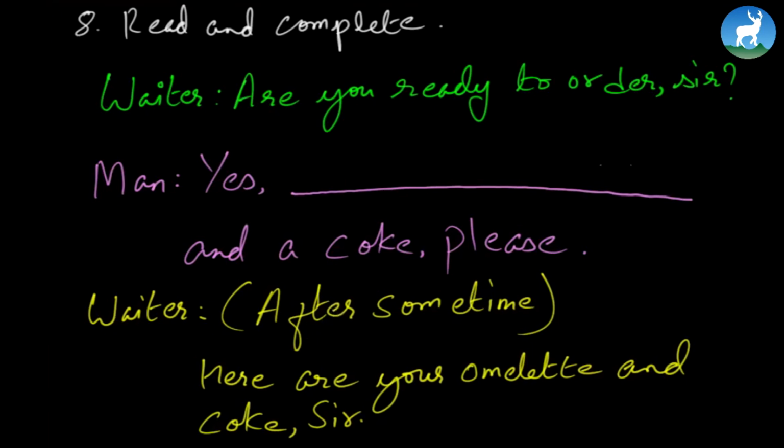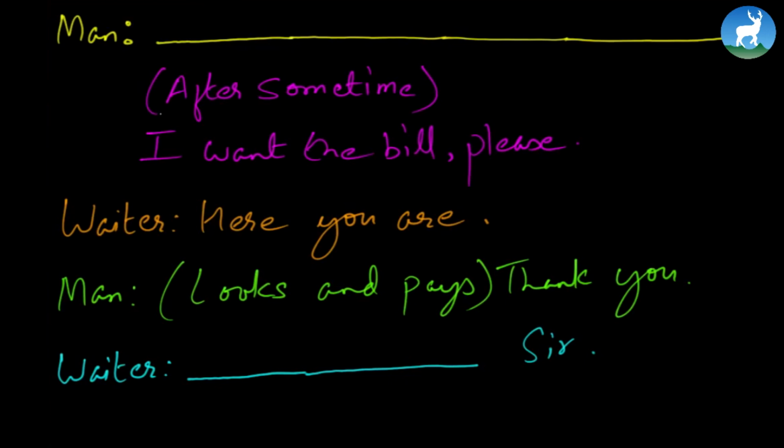Waiter: Are you ready to order, sir? Man: Yes. And there's a big space, a gap, and a Coke, please. Waiter, after some time, he comes back: Here are your omelette and Coke, sir. So we have to figure out now what it is that he has ordered. See? Omelette and Coke. Okay.